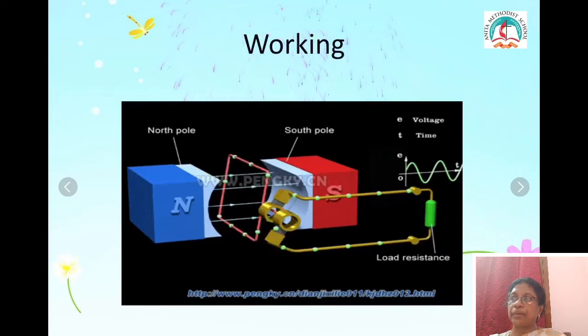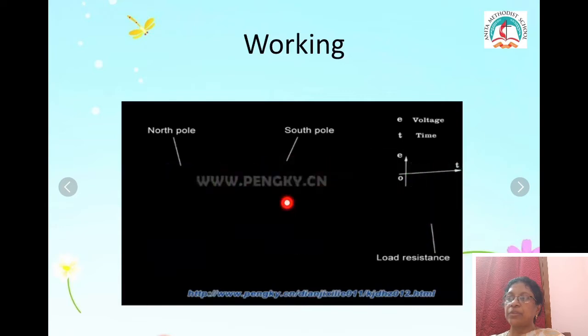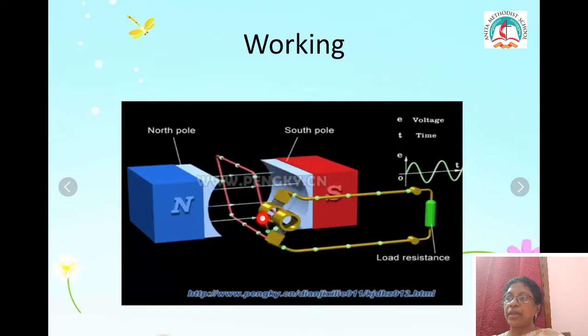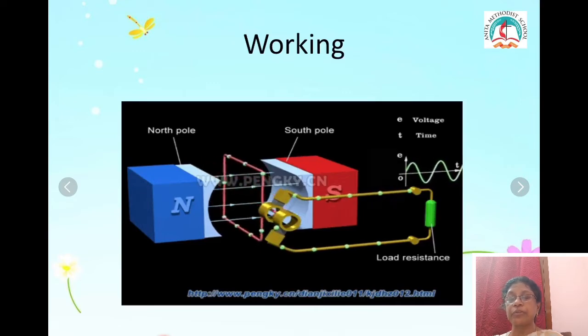Now again, you can see how the generator works. Are you able to see? The armature rotates. These two are the slip rings, which are connected to two carbon brushes, and the slip rings are connected to the armature. Can you see the magnetic lines of force that cut through the coil? The change in the magnetic lines of force, what does it produce? It produces current in the coil.